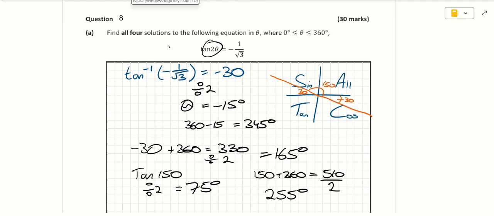Okay, it's easy to get the first one. It's just working out the rest of them can be a bit awkward. So these are your 4 answers. I have them all over the place. So we have 345, 165, 75, and 255. Those are your 4 answers.